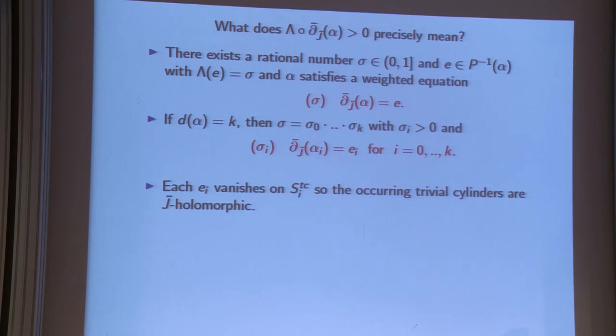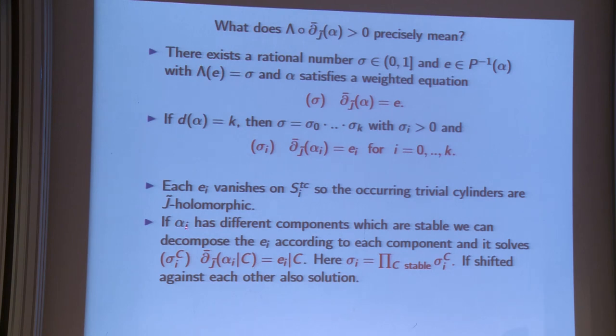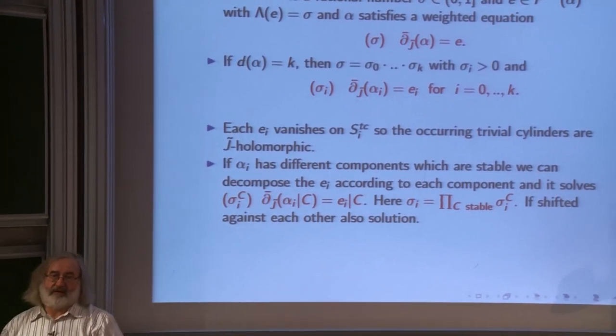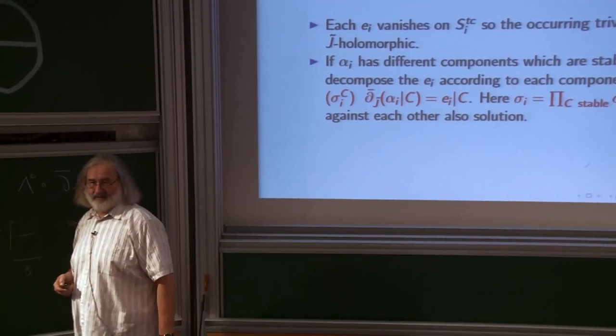So all the trivial cylinder bits, for example, this one here, if you look at the blackboard, all over this, if there are solutions, would actually be real J-holomorphic cylinders. So then, if the alpha I has different components, then you can decompose it according to the different components, and some of them have trivial cylinders in it, and each of them actually has a weight, and the sigma I would be a product of the weights for the individual components. So this is what the perturbation does. Individual components are perturbed separately, pseudo-holomorphic, trivial cylinders turn out to be pseudo-holomorphic, and so on and so on.